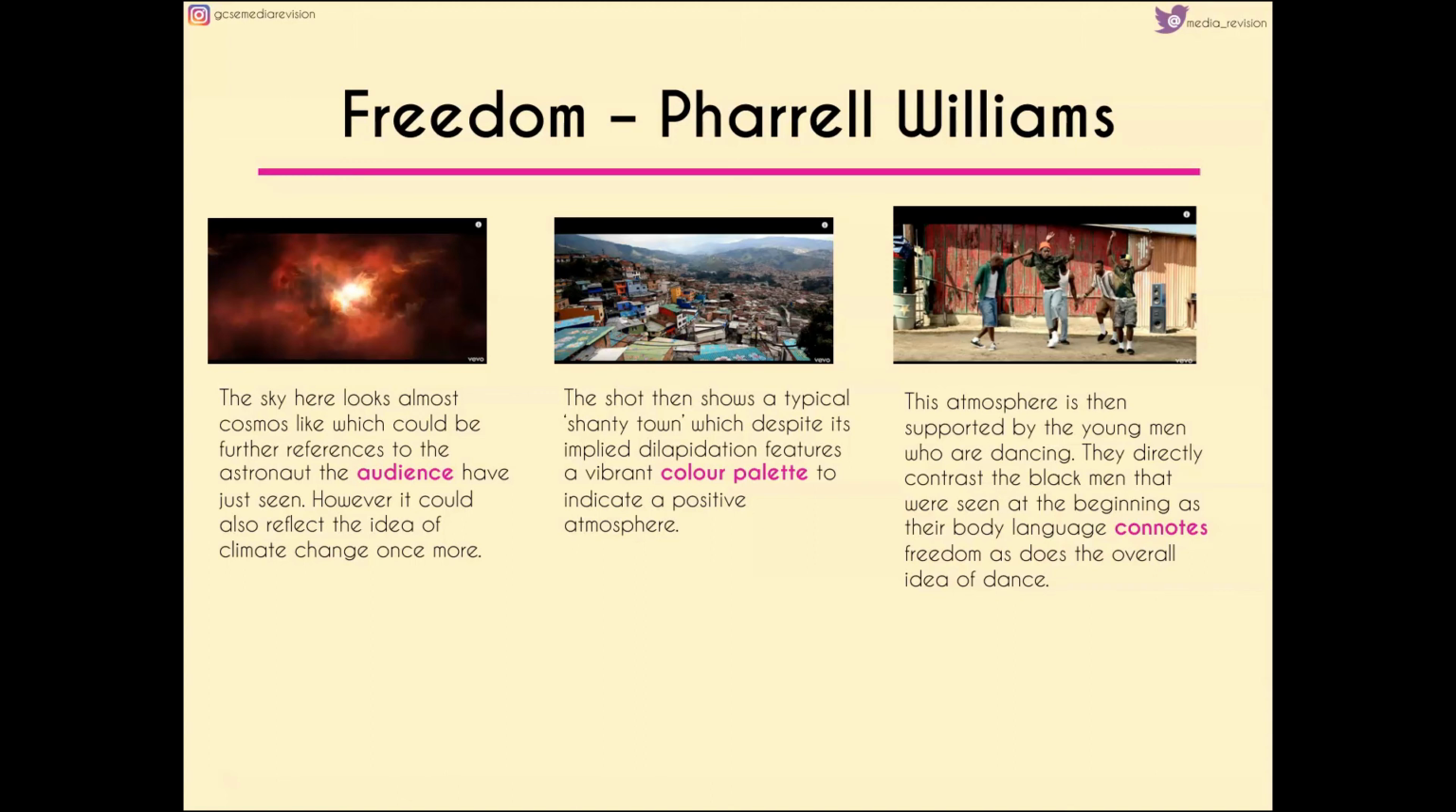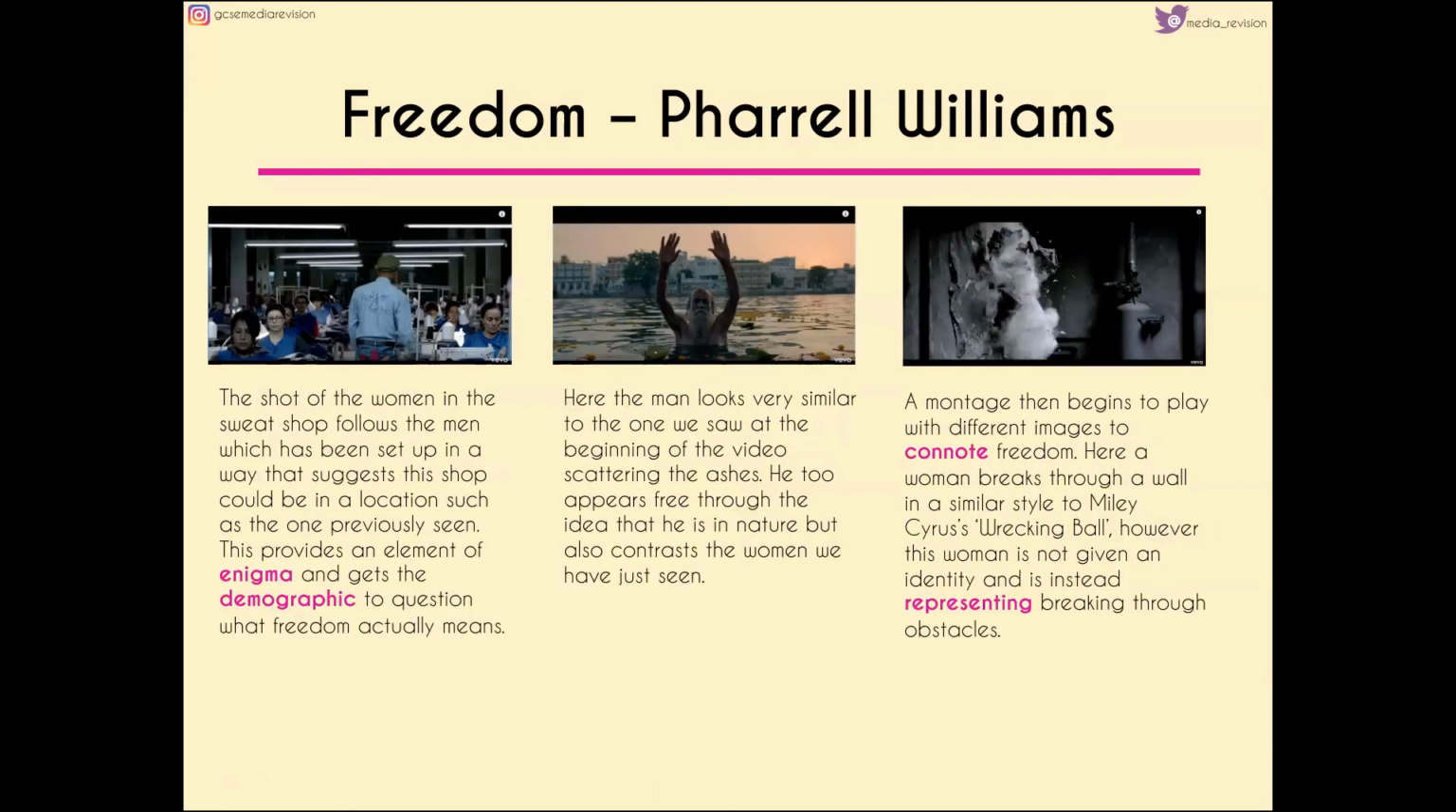So they directly contrast the black men that we saw at the beginning of the video. Their body language connotes freedom, as does the overall idea of dance, and so does their clothing when we compare them to the slaves that we saw at the beginning. Now the shot of the women in the sweatshop follows the men, which suggests that the shop could be a location such as the one we've previously seen. It also provides an element of enigma and gets us to question what freedom actually means.